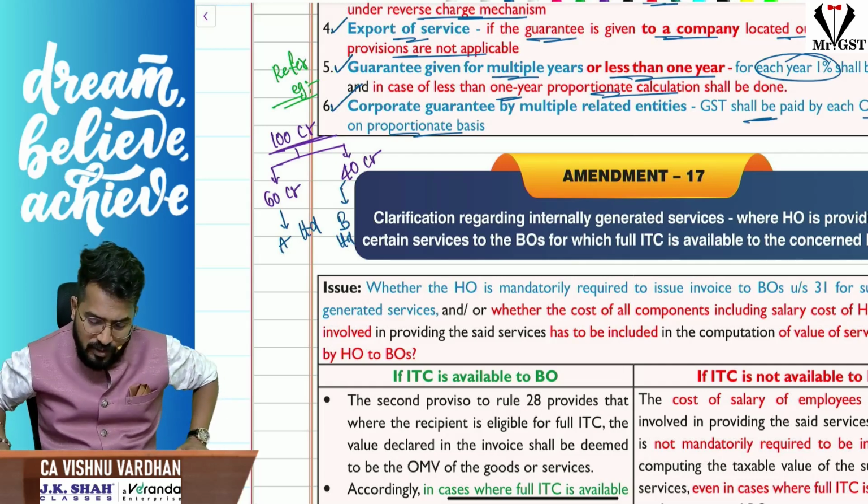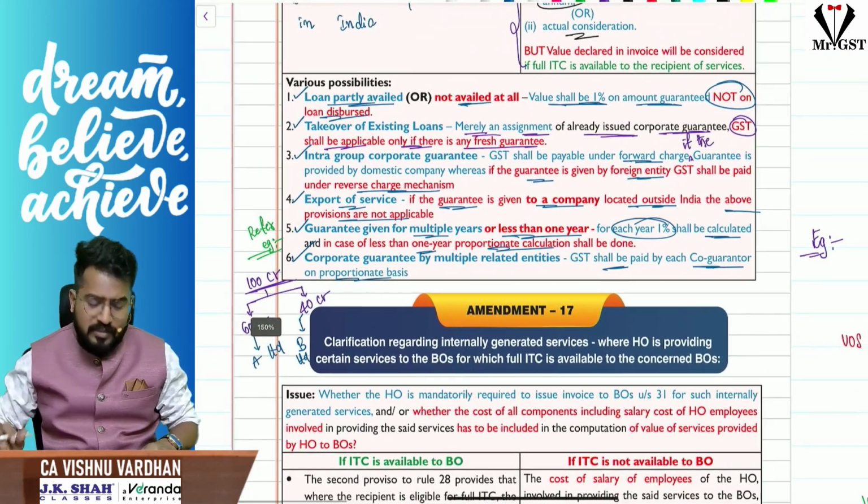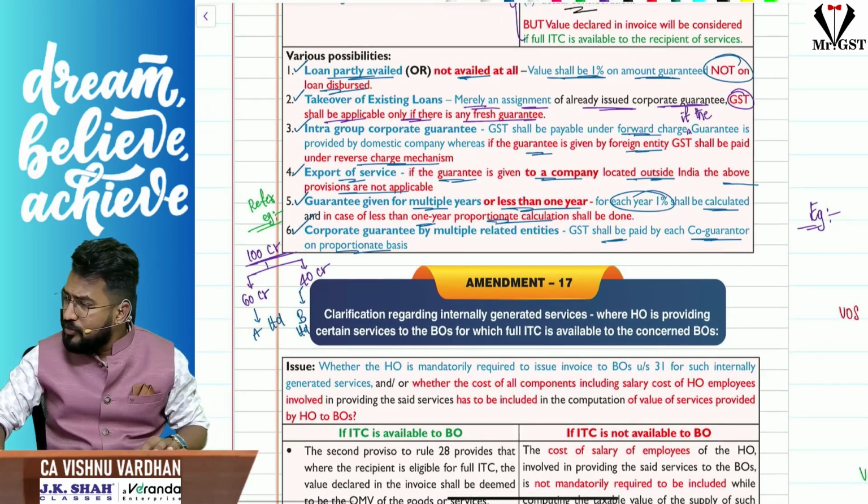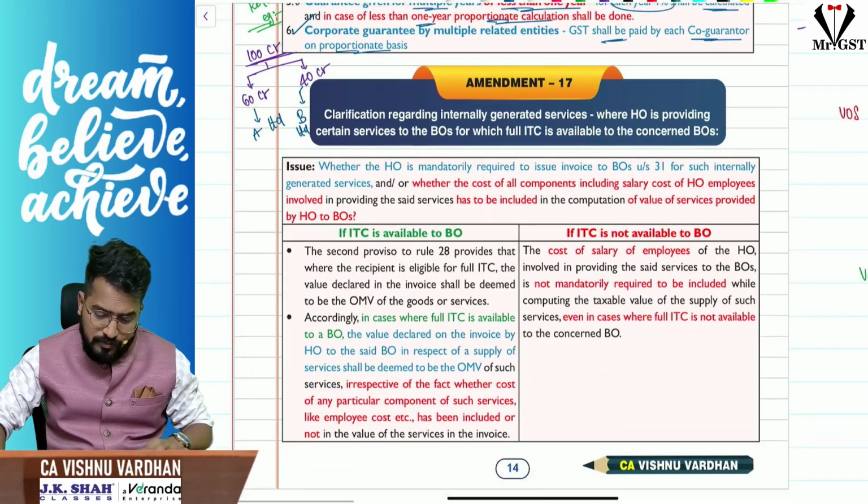Simple. Okay. So that is all about this clarification and the amendment in rule 28, sub rule 2. So let us move on to the next clarification.